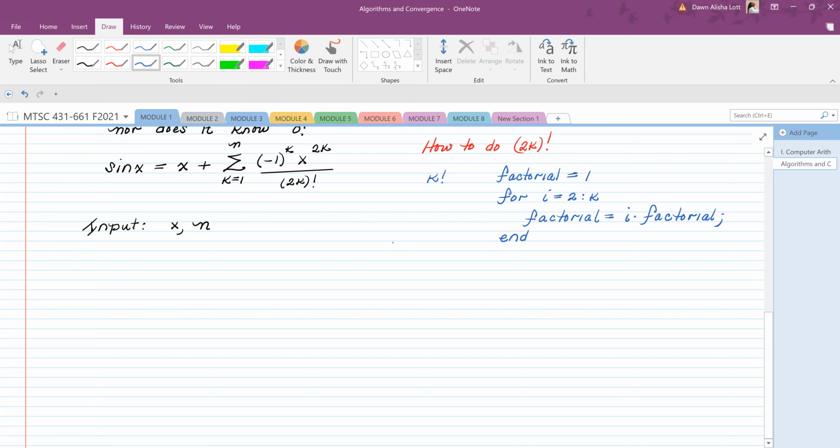So for 2 factorial, we'll have 2 times 1, but then we'll have 4 factorial, which will be 4 times 3 times 2 times 1. 6 factorial will be 6 times 5 times the 4 factorial. And then 8 factorial will be 8 times 7 times 6 factorial. Okay, so any ideas how to write that now?